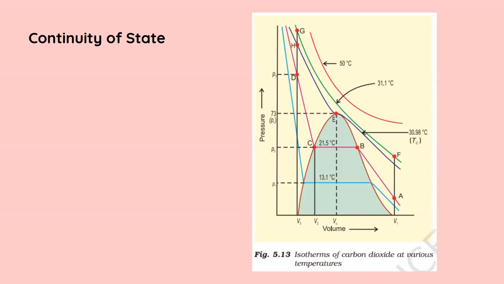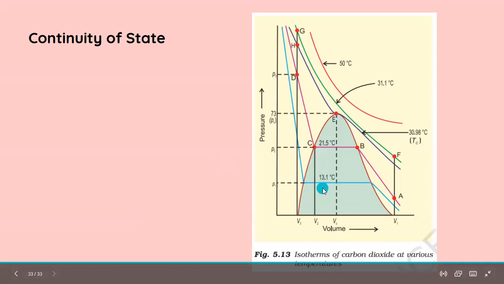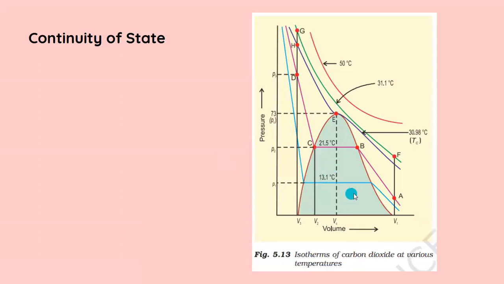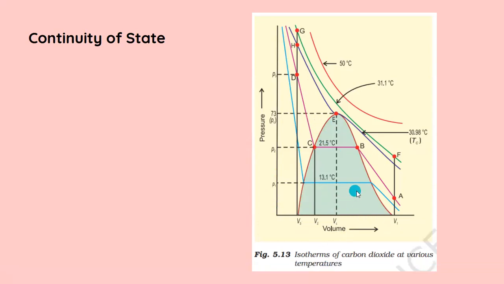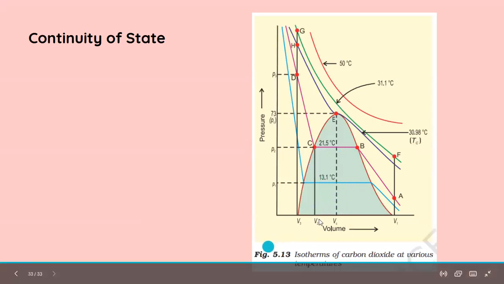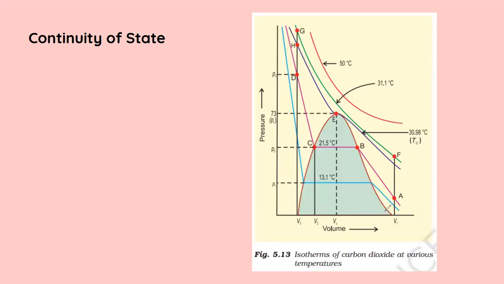Now, this is the last concept we'll be learning about, that is the continuity of state. We're going to see if there is some way we can make sure we don't get this particular area, that is the gas plus liquid. This shaded area is obtained by joining the various isotherms at different temperatures. All of this gives us a maxima, that is X, which we learned about as the critical temperature, critical pressure, and VC, that is critical volume.